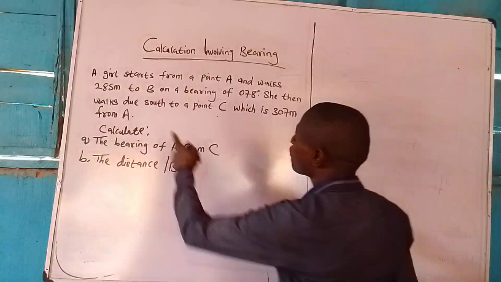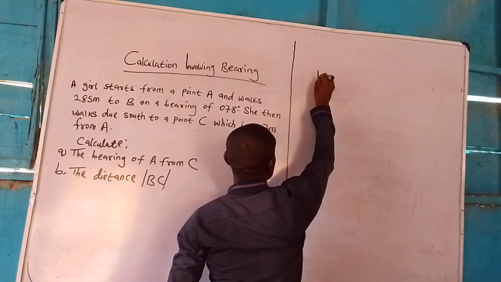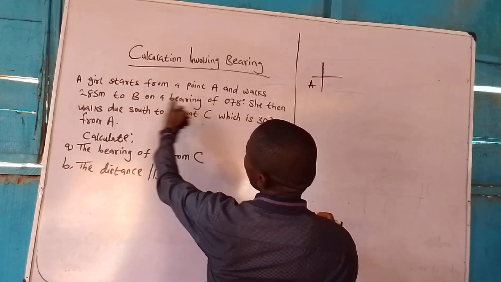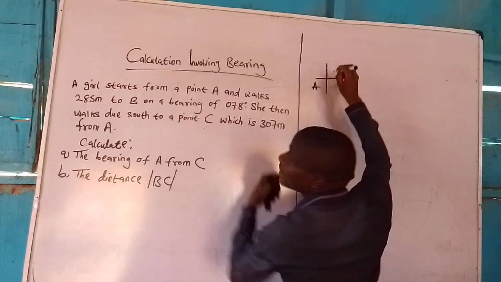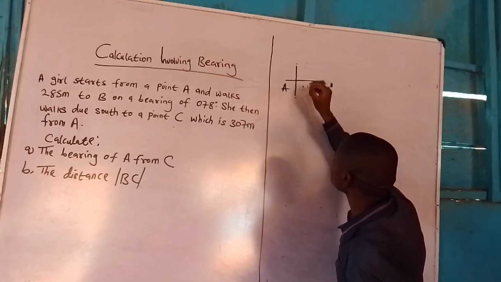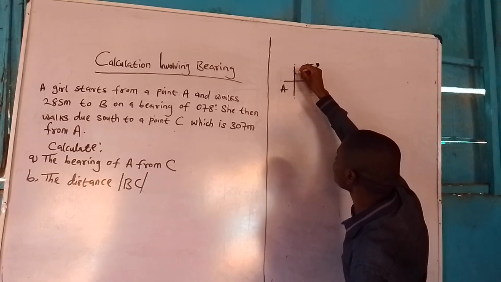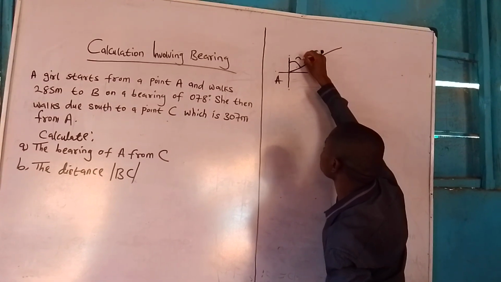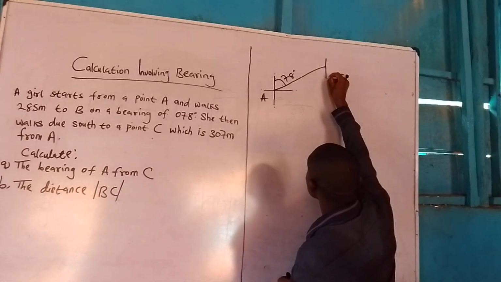So in a drawing, they say a gear starts from a point A. We can draw it something like this as our point A. Right? We call it point A. It says and walks 285 to B. This place should be on a bearing of 78. From here, this is our north pole, this is our east, south, and west. So 78 is less than 90, but it is greater than half, which is 45. We can draw it like this. So this place becomes our 78 degrees, right? Then we can mark this place as our B.